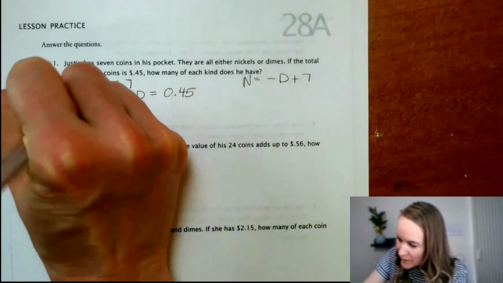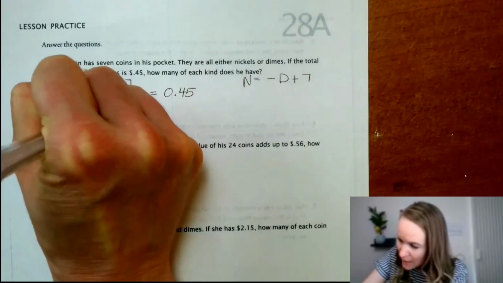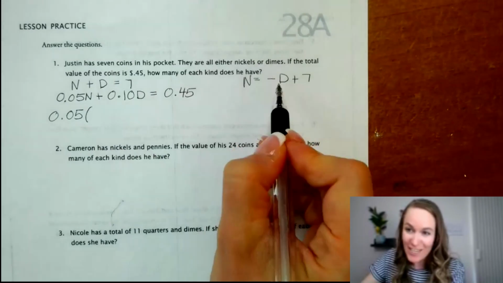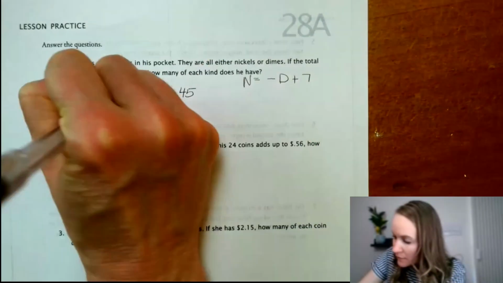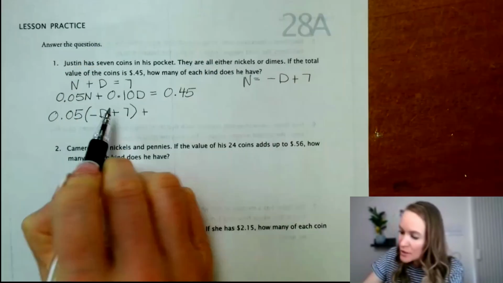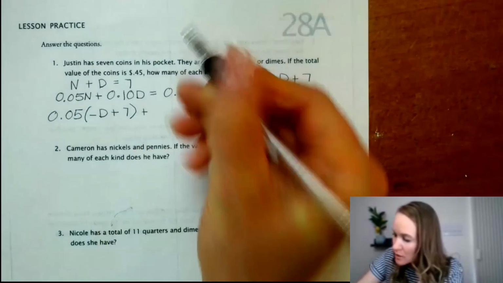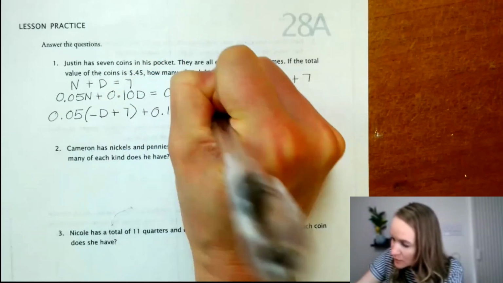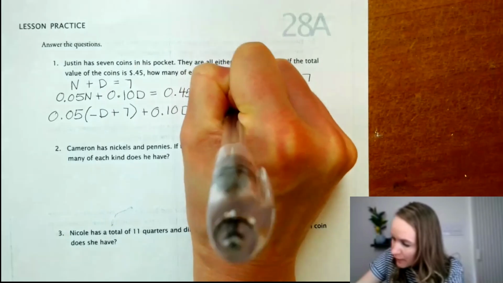So 0.05 times, now I'm not going to write n because I'm substituting this stuff in for n, -d plus 7 plus, and I'm just continuing on writing my equation, 0.10d equals 0.45.